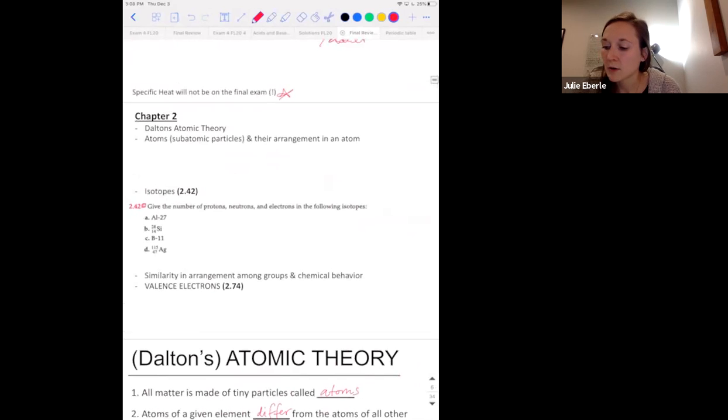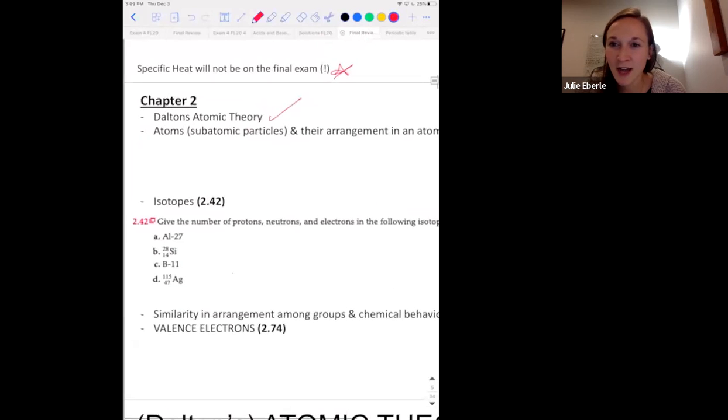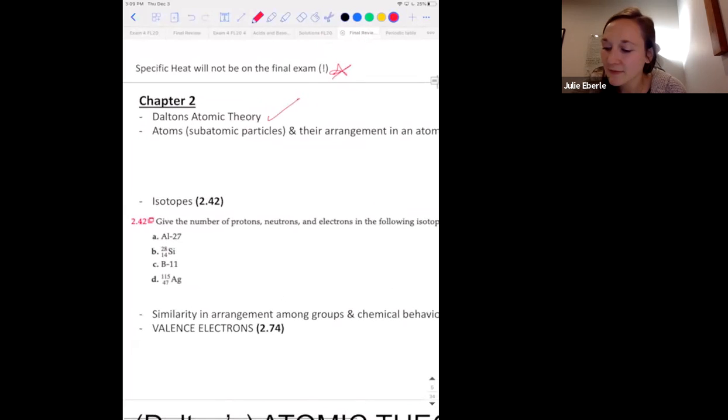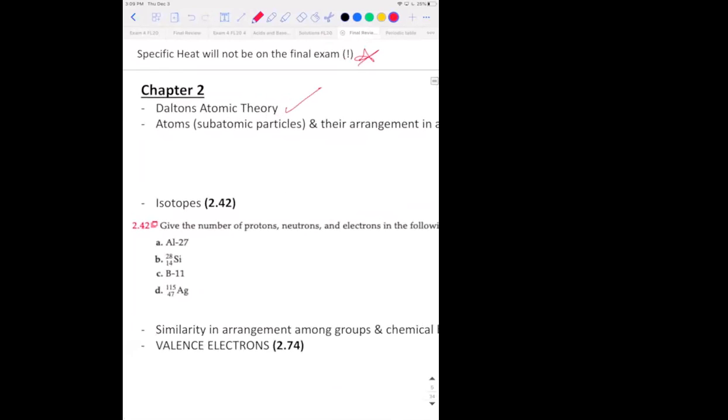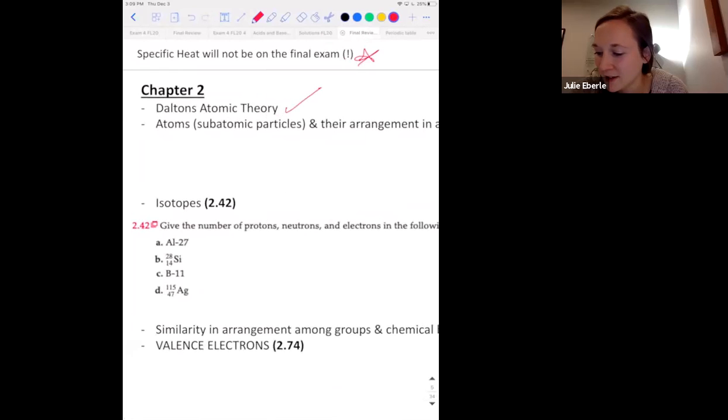Atoms, subatomic particles. So we did that one. Next, let's talk about the subatomic particles. What are the 3 subatomic particles? Do y'all remember? I want you to know their charges. Proton, question mark? Oh, come on. By now you should be like, proton! Neutron and electron. There we go.